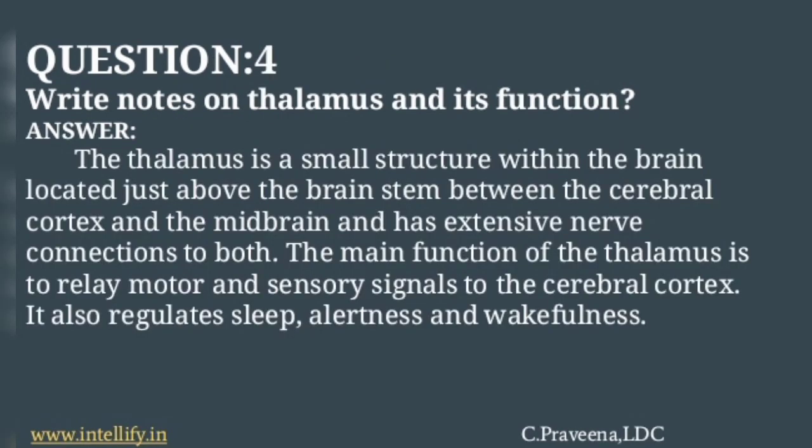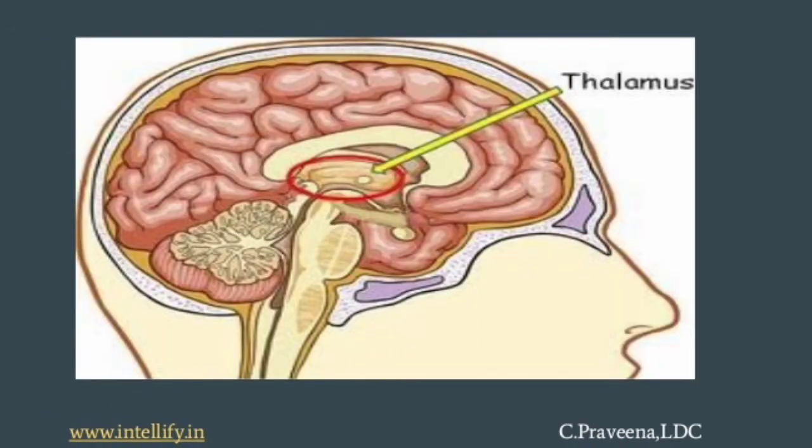Now the fourth question is, write short notes on thalamus and its function. The thalamus is a small structure within the brain. It's located just above the brain stem between the cerebral cortex and the midbrain. You can refer to this image. It has extensive nerve connections to both the cerebral cortex and midbrain.